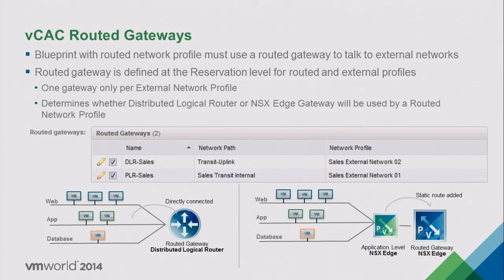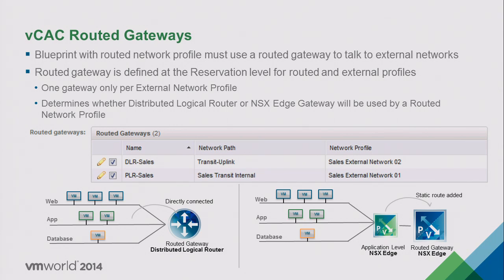Going forward, routed gateways are an important concept for routed network profiles. If the routed gateway is a distributed logical router, the routed network profile is directly connected. As you can see here, we've got a screenshot from VCAC, from the reservation screen, actually configuring those different routed gateways. The routed gateway can also be an NSX edge, an appliance-level edge. It will actually be deployed and a static route injected into the routed gateway for a routed network profile.